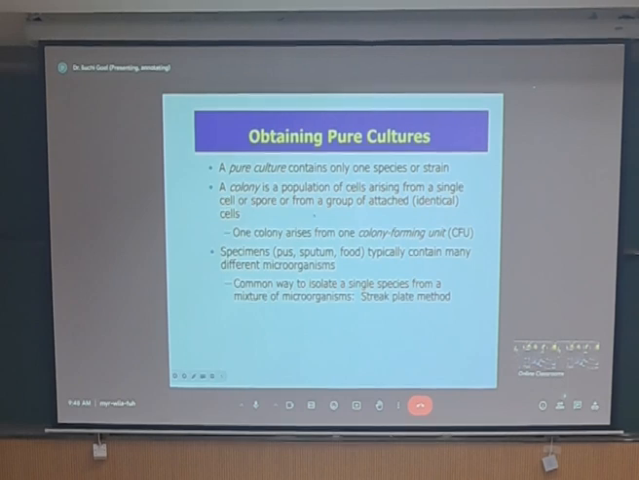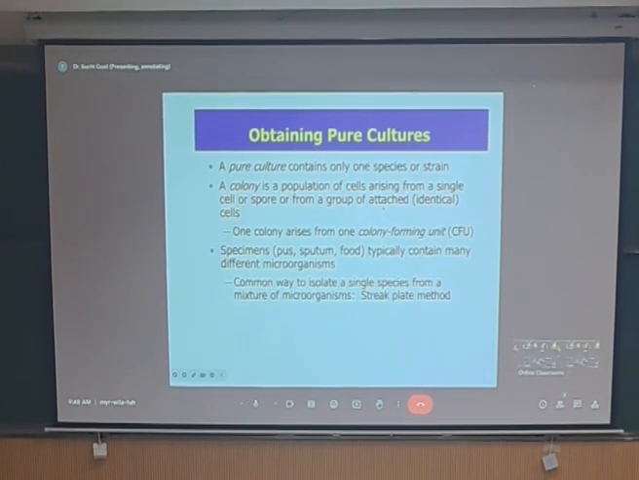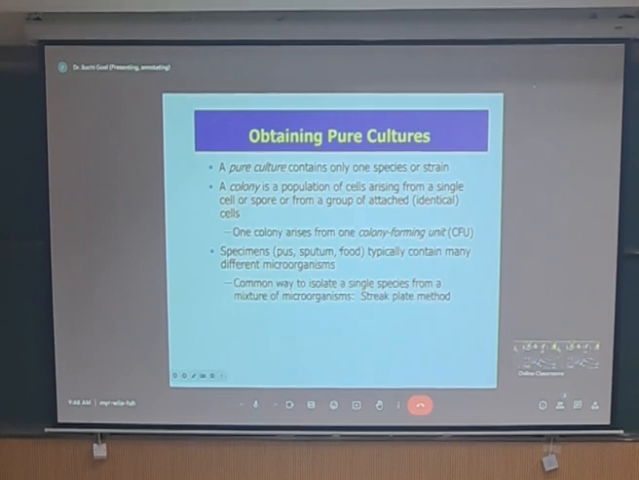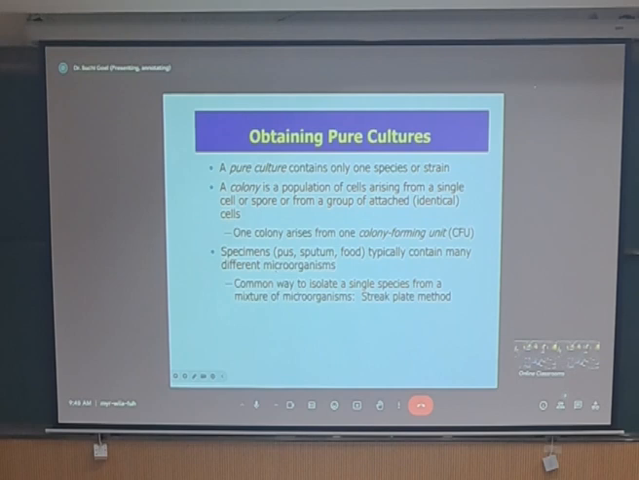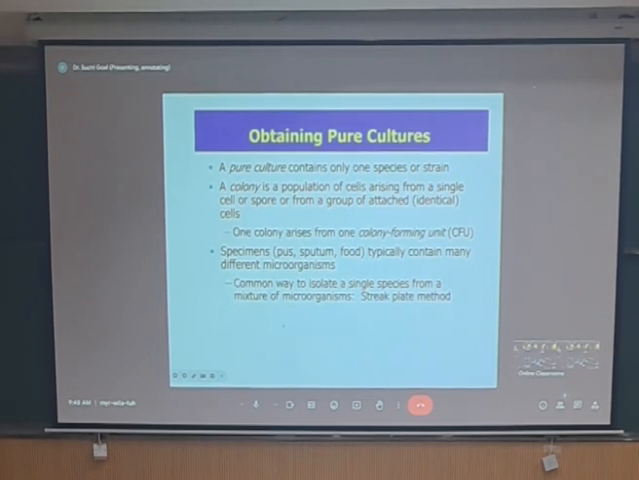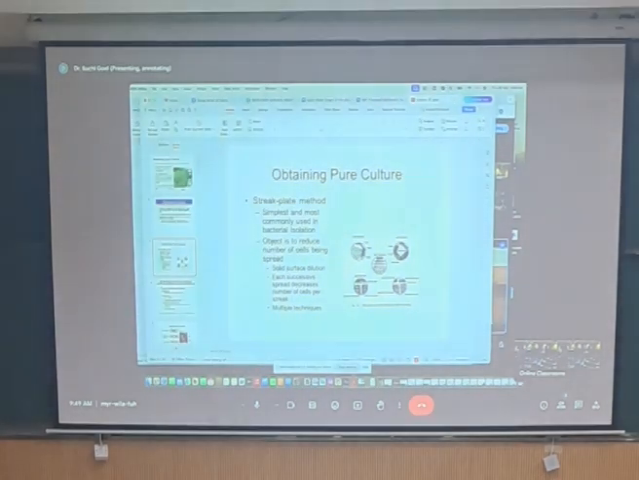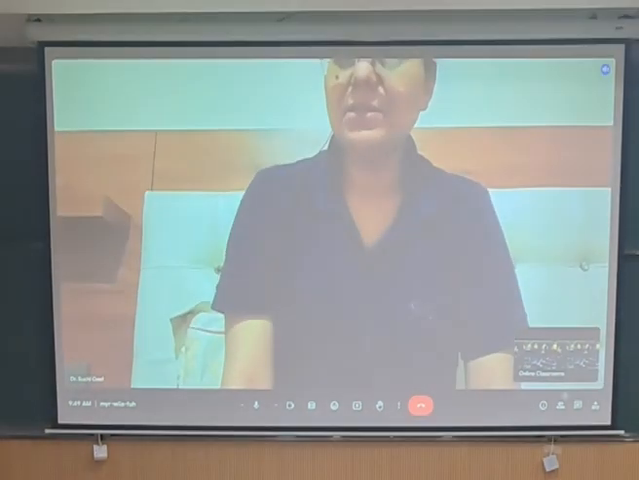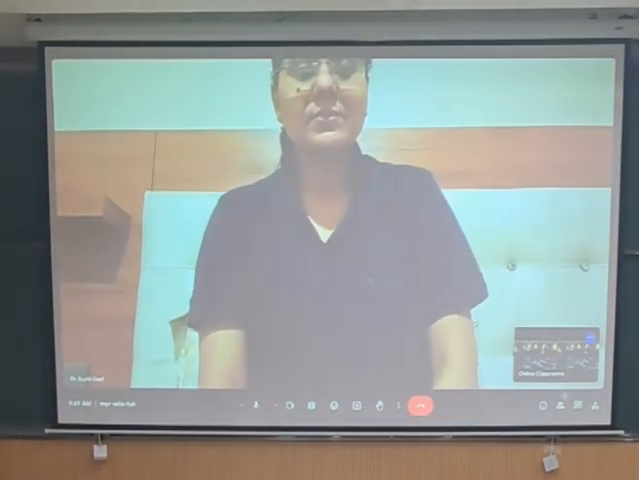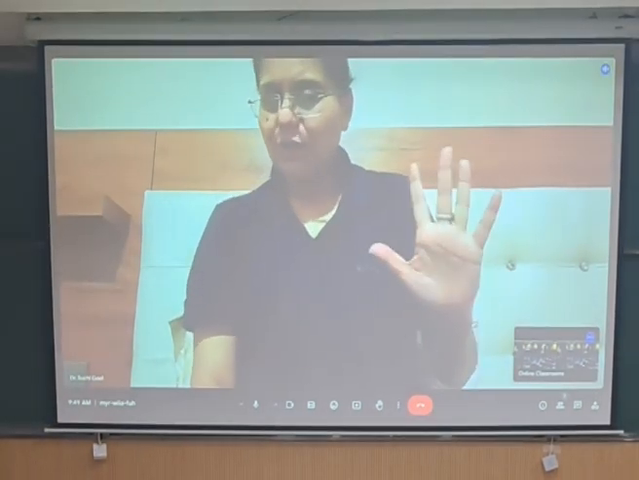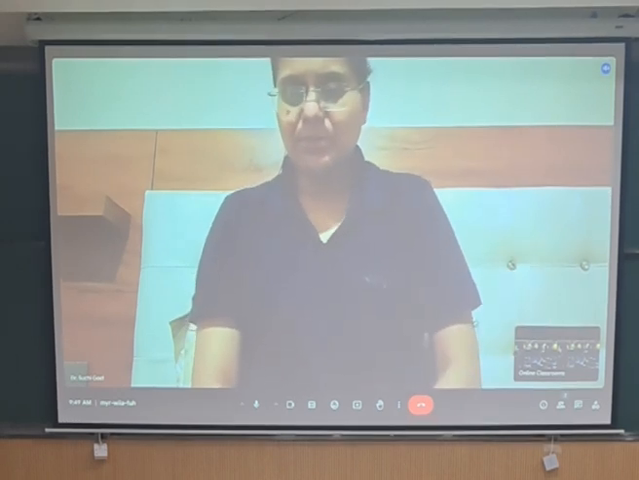Okay, and what is a colony? It's a population of cells arising from a single cell or a spore or from a group attached. Okay, and one colony arises from one colony forming unit. Okay, so specimens like pus, sputum, foot will have different microorganisms, and the common way to isolate is by doing a streak plate method. Have you done streak plate method by any chance? Yes. Okay. So do you know how the streak plate method works? Do you know the principle?